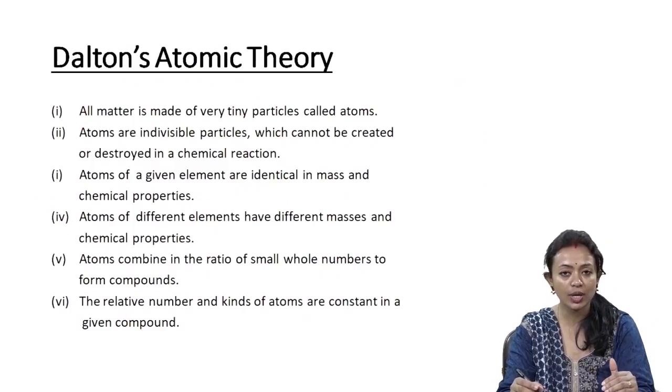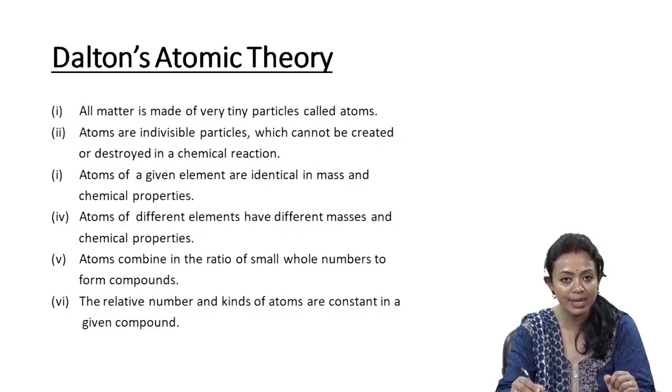Now, taking all these into consideration, John Dalton postulated the atomic theory. He gave 6 postulates. They are: all matter is made up of very tiny particles called atoms. He also accepted the fact that every matter is made up of very tiny particles. Atoms are indivisible particles which cannot be created or destroyed in a chemical reaction. Atoms of a given element are identical in mass and chemical properties. So an element will have same kind of atoms which are physically and chemically alike.